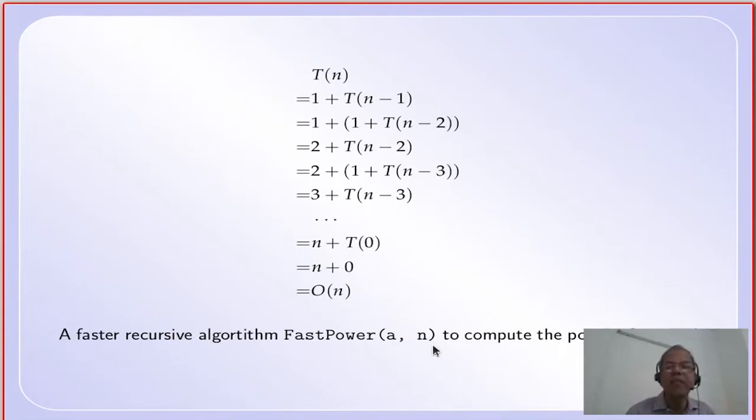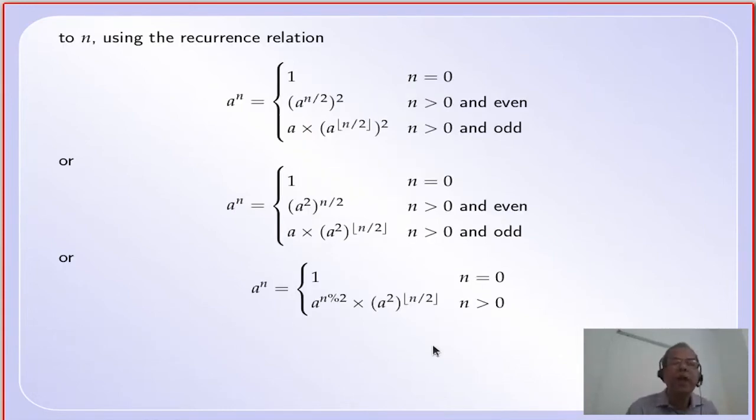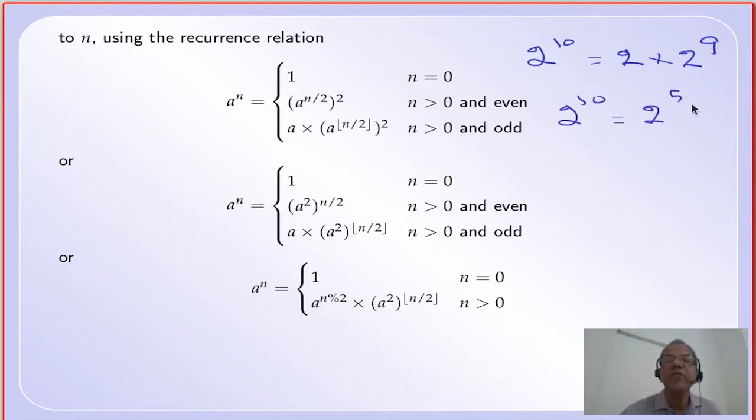A faster recursive algorithm. Take time to understand this fast power. We will sing and dance about that later on, either in the cat or somewhere. You can write the recurrence in this way. If n is equal to 0, a power 0 is equal to 1. Suppose we want to calculate 2 power 10. One way is 2 times 2 power 9. Another nice way is 2 power 10 is equal to 2 power 5 into 2 power 5. And that's what I said here. If n is larger than 0 and even, it is a to the power n by 2, squared.